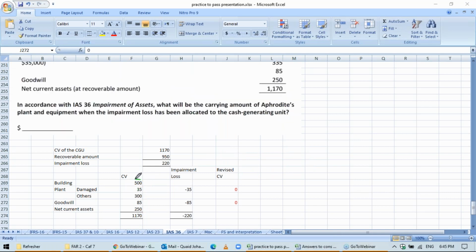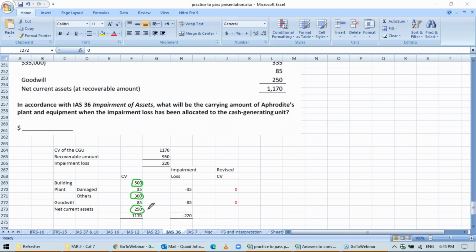You have the building, you have these others, and you have this 250. Now, once the asset is gone, the plant is gone, once the goodwill is gone, 3 items are left. Now I have to allocate the loss proportionately. The item having the higher carrying value will get more loss, and the item having the lower carrying value will get lesser loss, right? So it is allocated according to the carrying values of the assets.